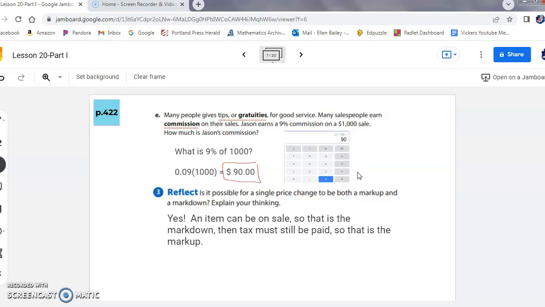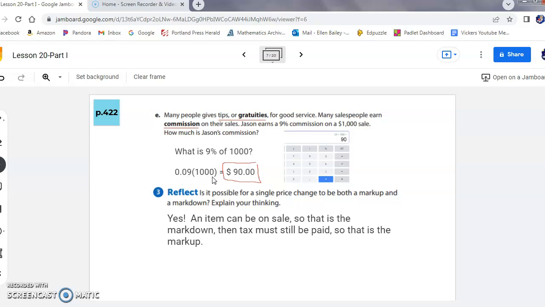So real quickly, commission is how companies get their salespeople to sell more. So what they'll do is they'll pay a percent commission on your sales. So the more sales, the more money you make. So then you'll sell more stuff for the company. So that's how it works. So Jason here earns a 9% commission on a $1,000 sale. The question is, how much is Jason's commission? Well, what we need to figure out then is what is 9% of 1,000? So I did it here in the calculator, right?